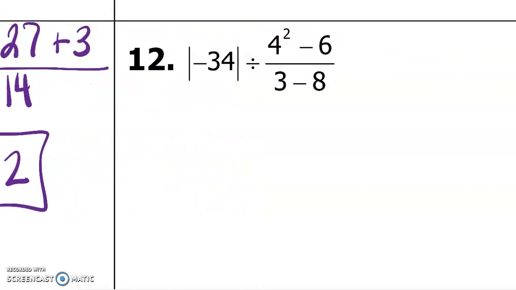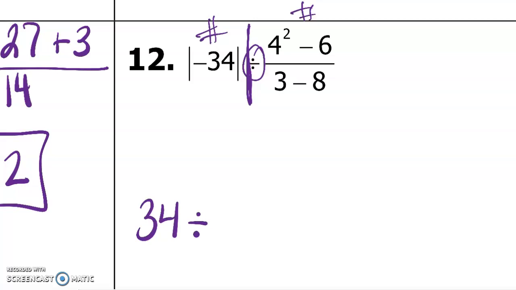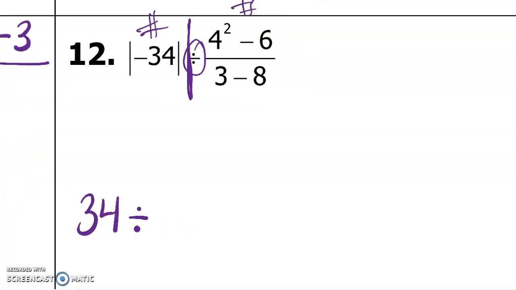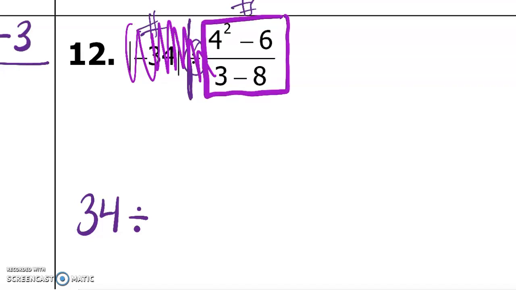Number 12, this looks really scary, but this is kind of broken into 2 completely separate things. So you're going to get a number here, and you're going to get a number here, and then the last thing you're going to do is divide. So the absolute value of -34 is +34. Bring down the division. Now, the only thing you're looking at is that fraction right there. All right, so now you don't have to worry about anything in front of it. You're just looking at this.